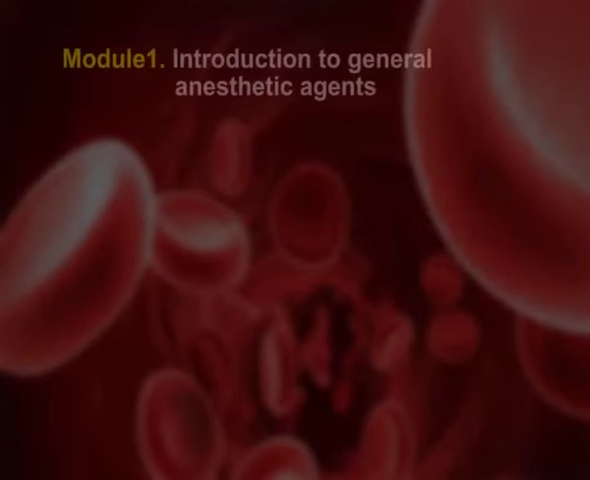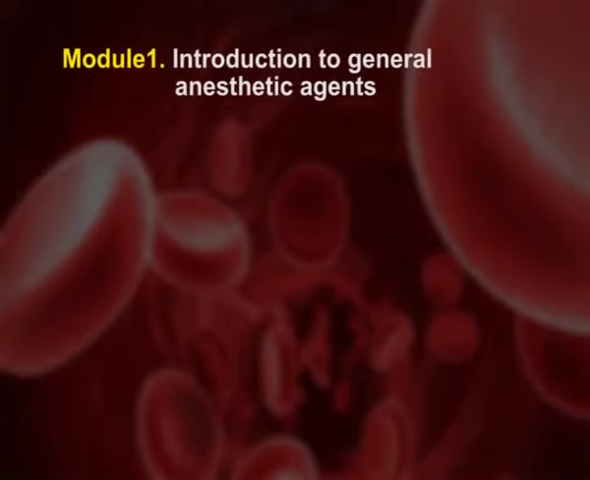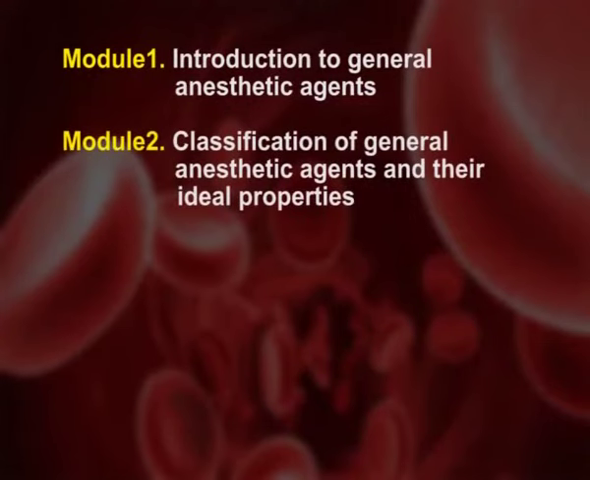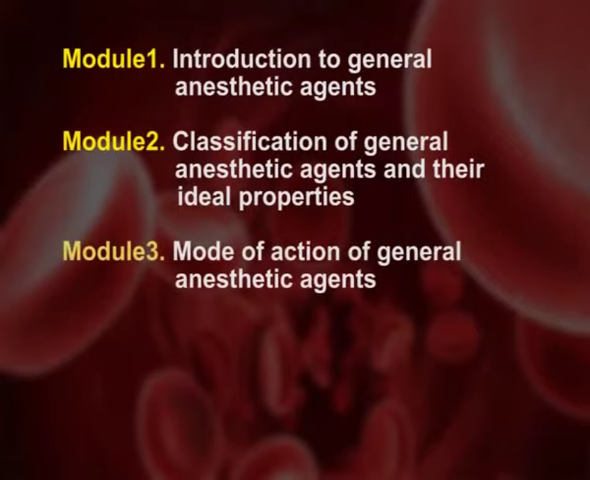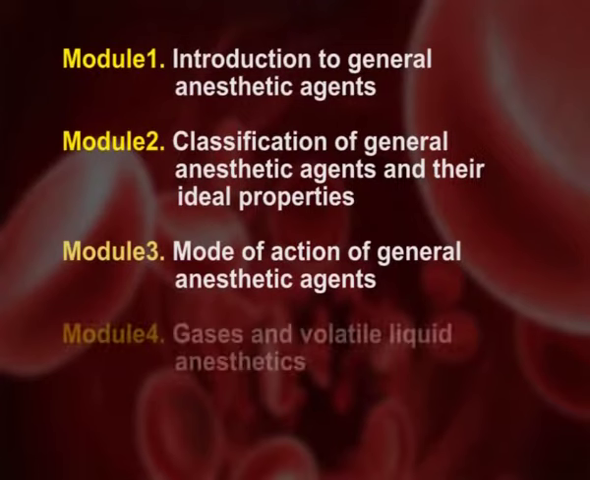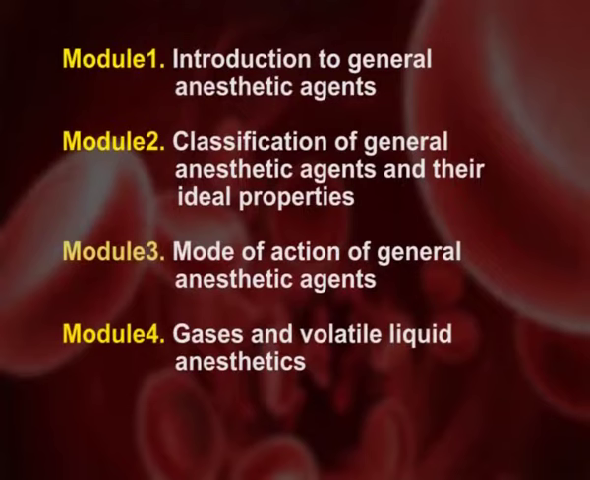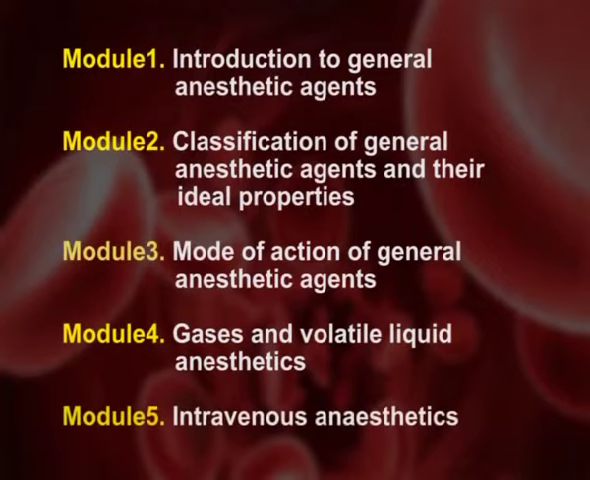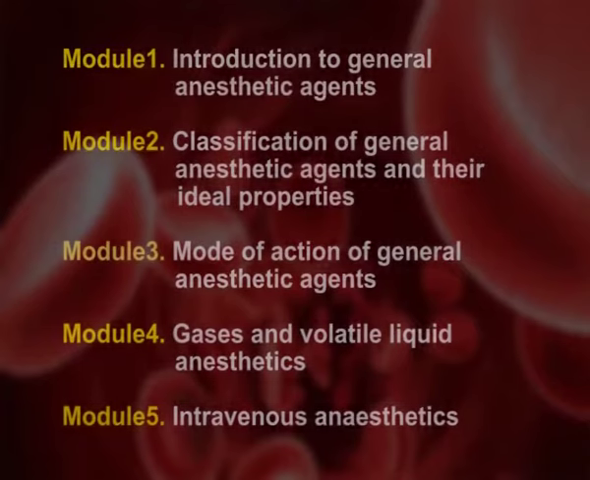Now let's start our episode while taking a look at what we are going to learn today. There are 5 modules. Module 1 is about Introduction to General Anesthetic Agents. Module 2 is about Classification of General Anesthetic Agents and their ideal properties. Next, Module 3 is about Mode of Action of General Anesthetic Agents. Module 4 is about Gases and Volatile Liquid Anesthetics. And last, Module 5 is about Intravenous Anesthetic Agents.